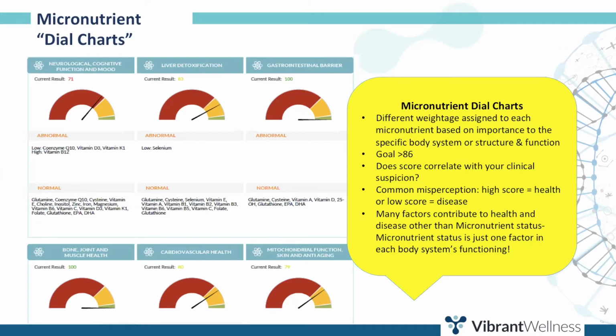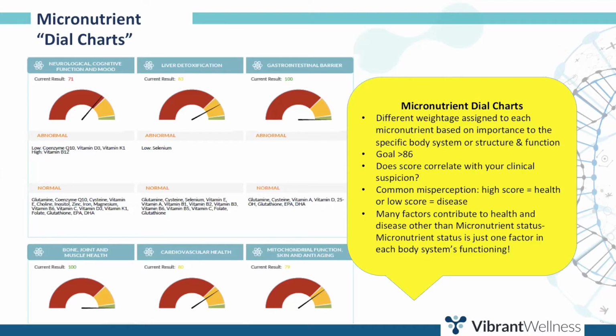I think that's helpful to educate patients with regards to that, because sometimes the misperception is, oh, I only have one abnormality here, and my score is lower than another area where I have 2 or 3 abnormalities. The other common misperception is that a high score equals health or a low score equals disease. So we'll very frequently hear, my patient has SIBO, or I have osteoporosis or fibromyalgia, and my gastrointestinal barrier score is 100 and my bone, joint, and muscle score is 100.